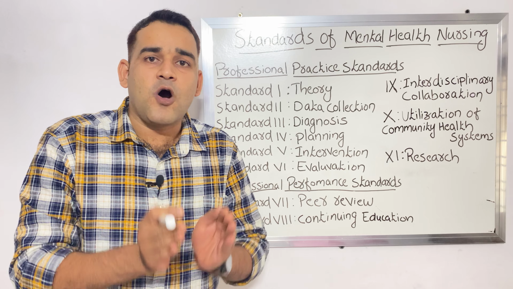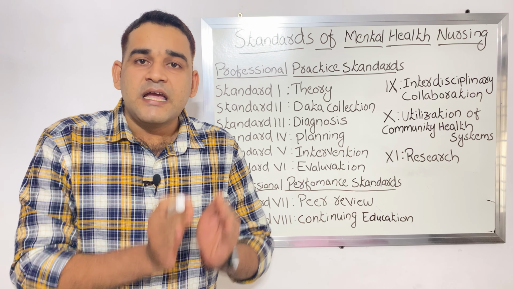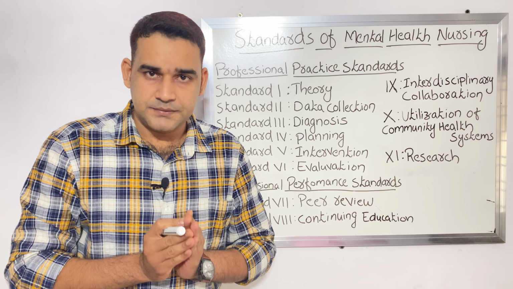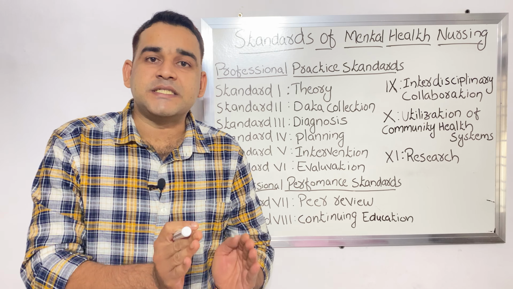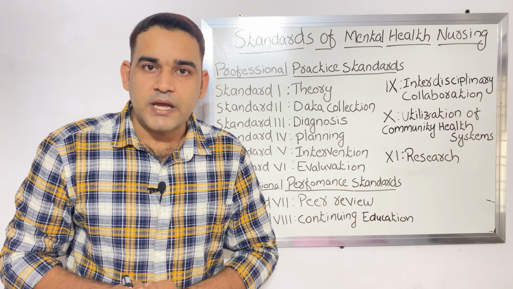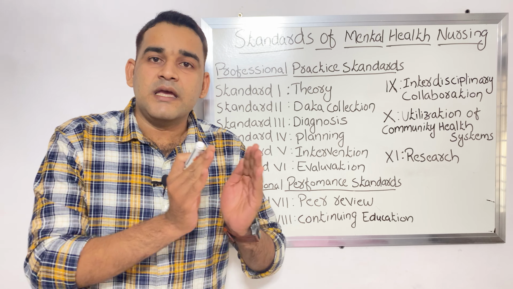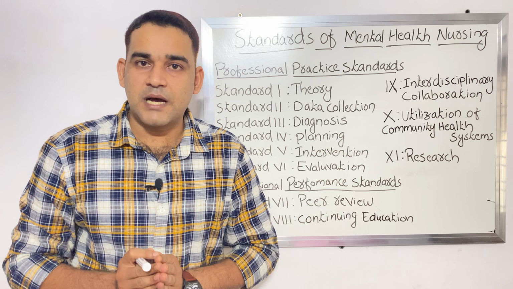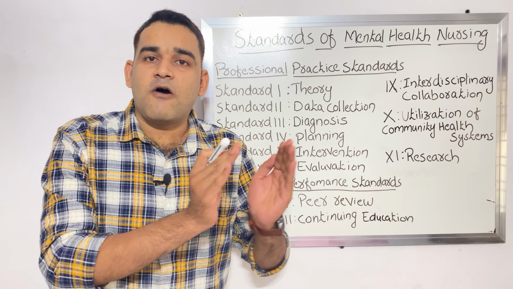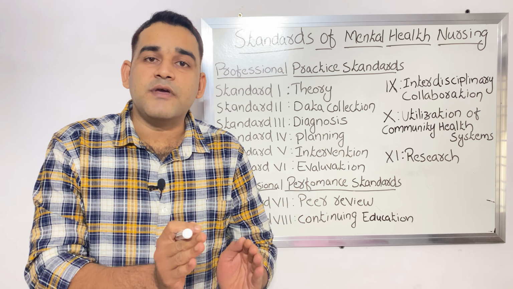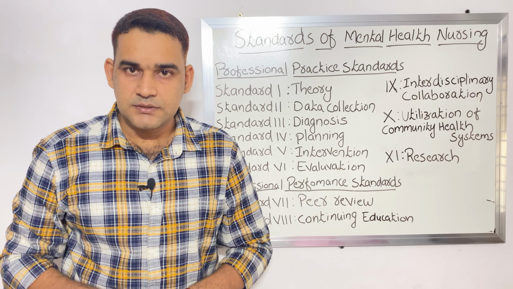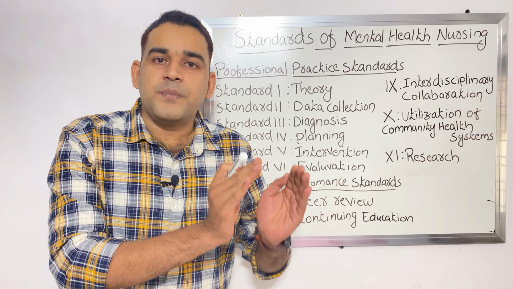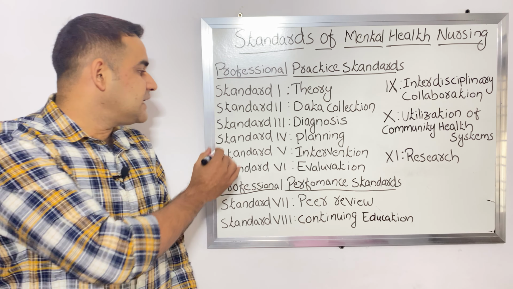The nurse will form a care plan which includes the nursing intervention, that is the plan of action, which has some expected outcome. For example, the intervention or plan of action is to provide behavioral therapy to the patient. So the expected outcome is changes in the behavior of the patient. That is regarding the standard for planning.